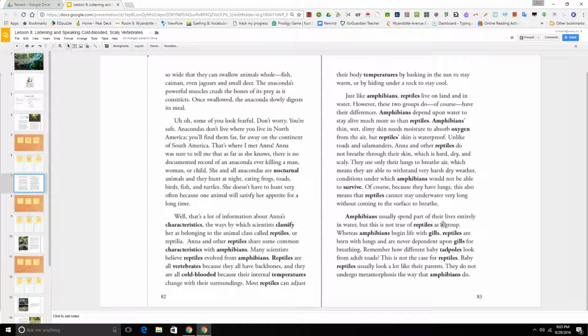Amphibians usually spend part of their lives entirely in water, but this is not true of reptiles as a group. Whereas amphibians begin life with gills, reptiles are born with lungs and are never dependent upon gills for breathing. Remember how different baby tadpoles looked from adult toads? This is not the case for reptiles. Baby reptiles usually look a lot like their parents. They do not undergo metamorphosis the way that amphibians do.